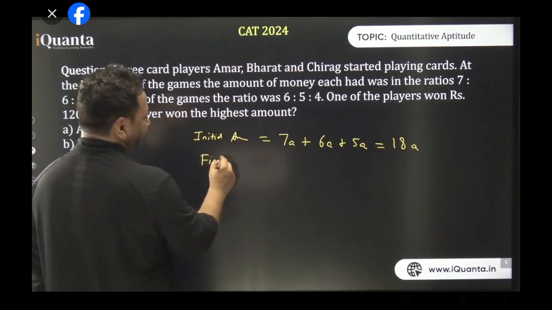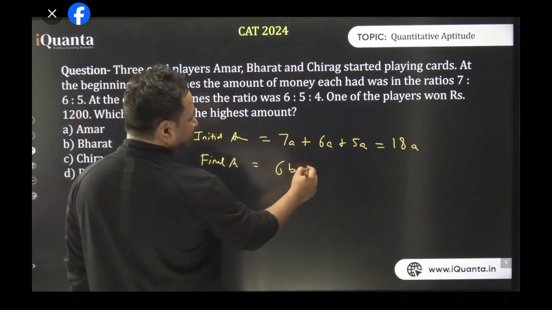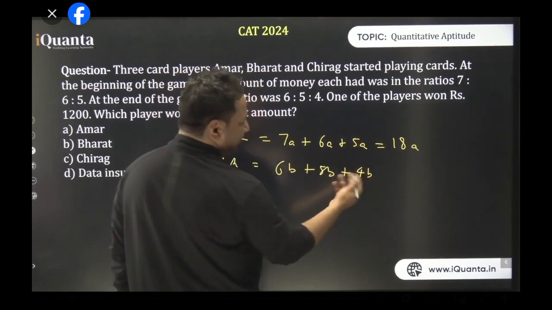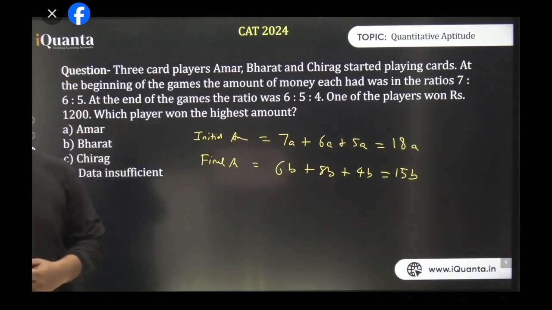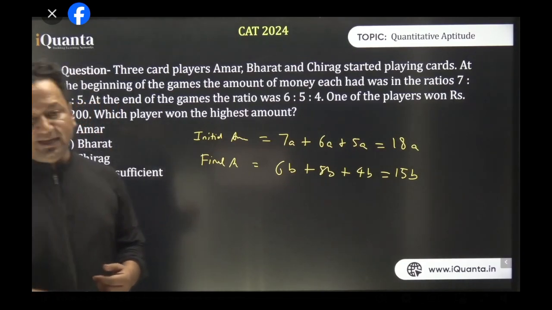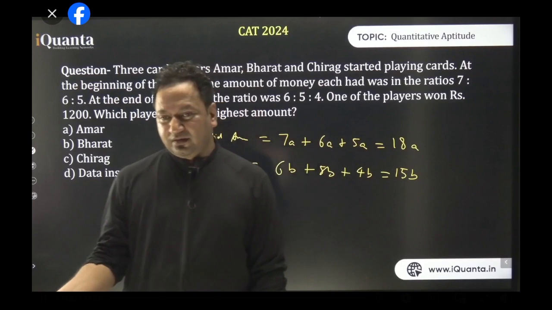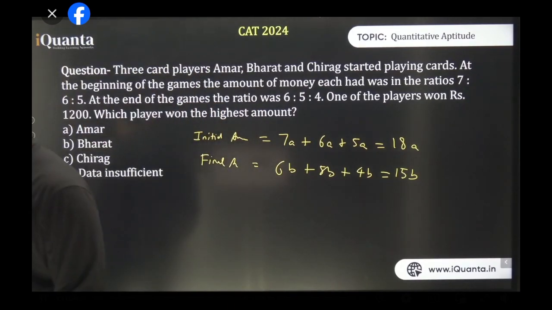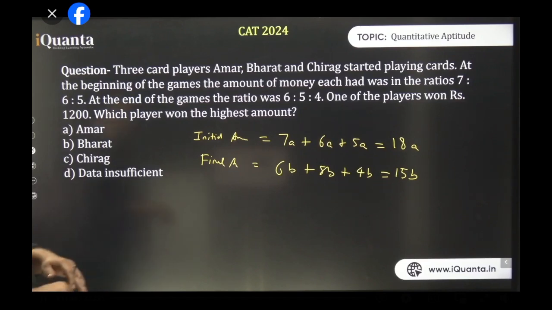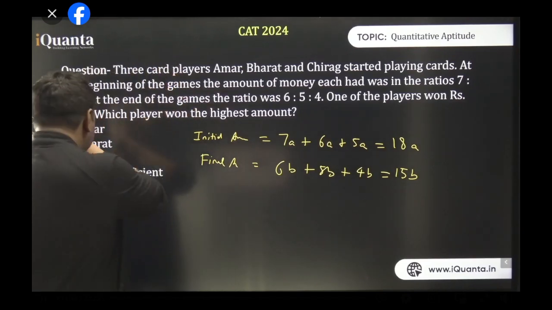And the final amount was 6b plus 5b plus 4b, because the multiple has changed. That is 15b. So initially, the amount was a multiple of 18, and finally, the amount was a multiple of 15, which means the amount is a multiple of both 18 and 15. Can we say that? Yes or no? Total amount will be same initially or finally.